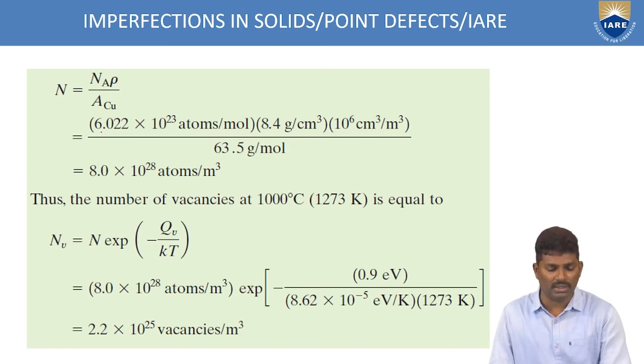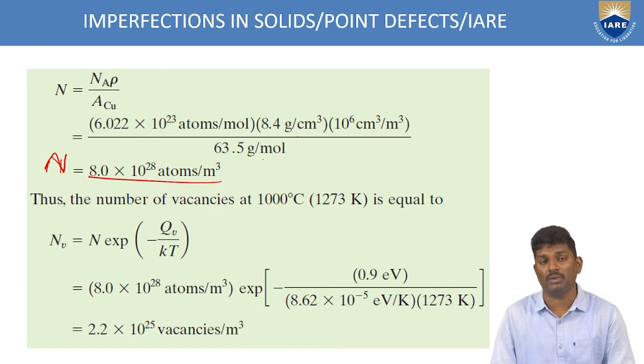We know that the density is given as 8.4 grams per centimeter cube and the atomic weight of the copper is 63.5. Once you substitute all these values with Avogadro's number, you get the total number of atoms present in the copper as 8 into 10 power 28 atoms per cubic meter. So in the question also we have per cubic meter, you need to identify the amount of vacant atoms. That's why this capital N refers to 8 into 10 power 28 atoms per cubic meter.